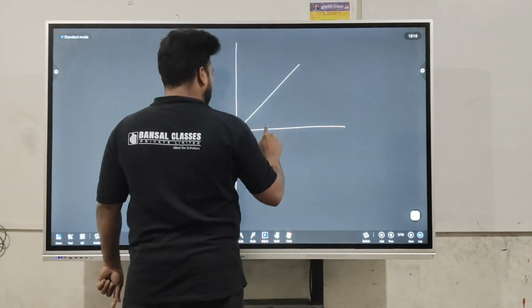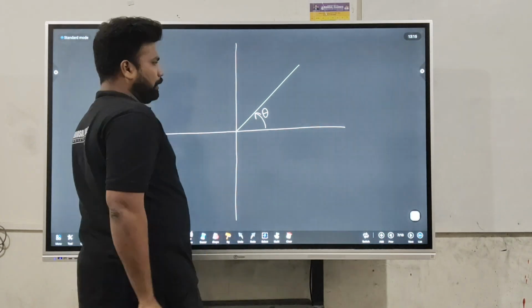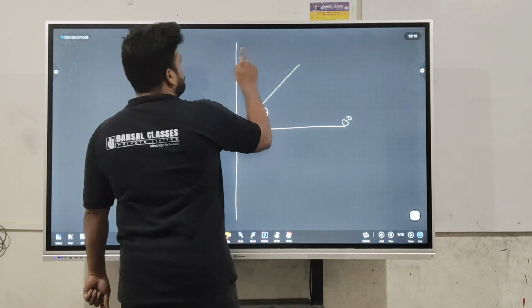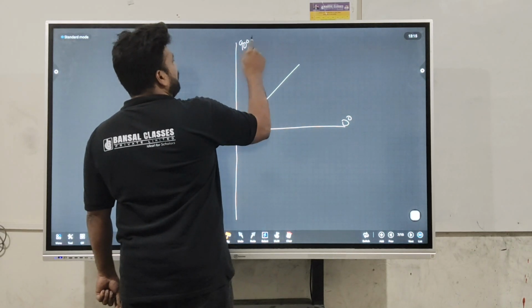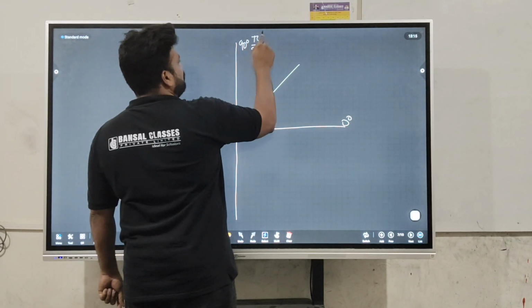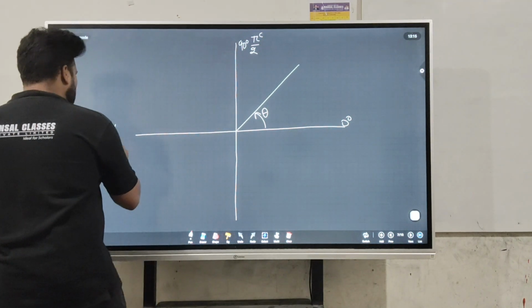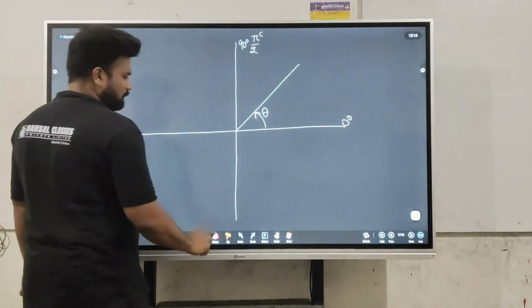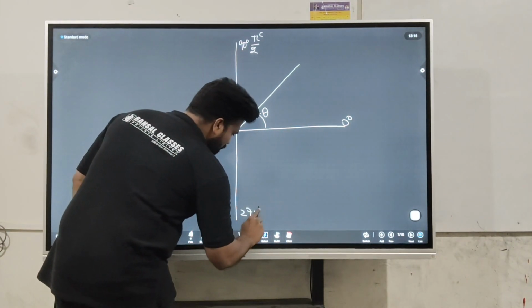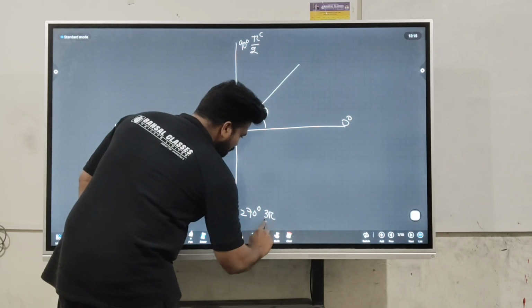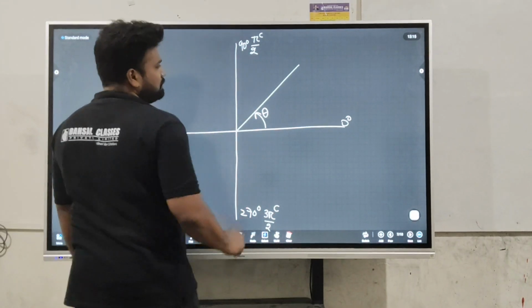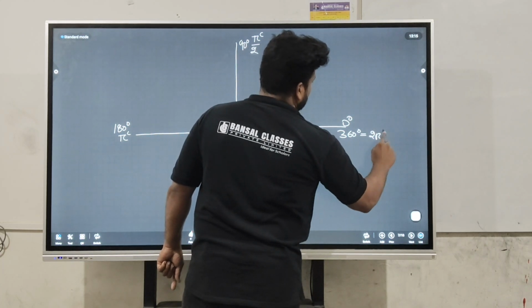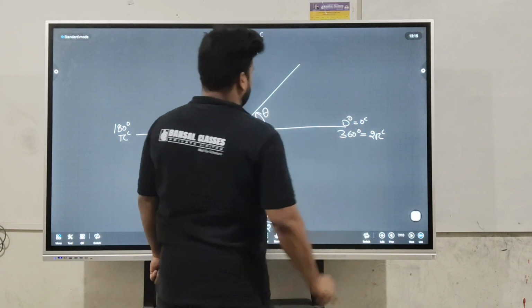This is an angle theta. This is 0 degree. This is 90 degree, also known as pi by 2 radian. This is 180 degree, also known as pi radian. This is 270 degree, also known as 3 pi by 2 radian. And this is 360 degree, that is 2 pi radian, the same as 0 degree.